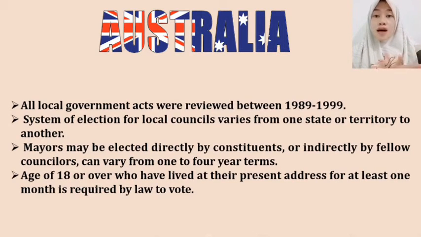Methods for electing councillors include preferential or single transferable voting, proportional representation, and the first past the post system. Enrollment and voting for local government elections include eligible Australian citizens 18 years and over who have lived at their present address for at least 1 month as a basis, with some local governments including variation for resident and non-resident.